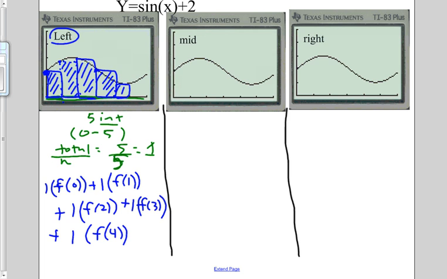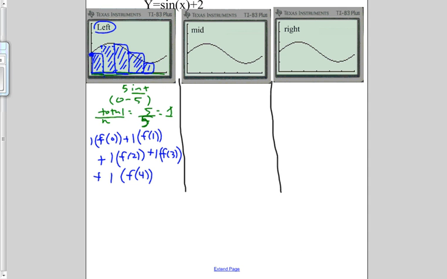Coming back to consolidate this for the left bound, each one of those widths was 1. So we could factor out a 1. And then factoring out that 1, let's evaluate f of 0.